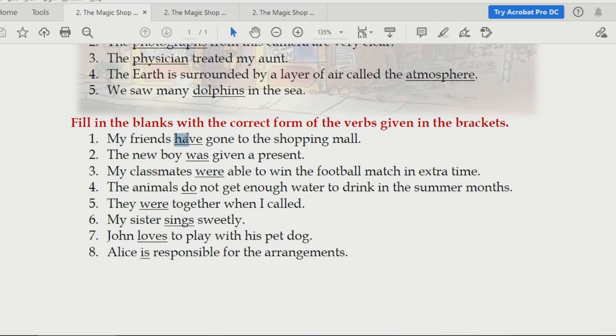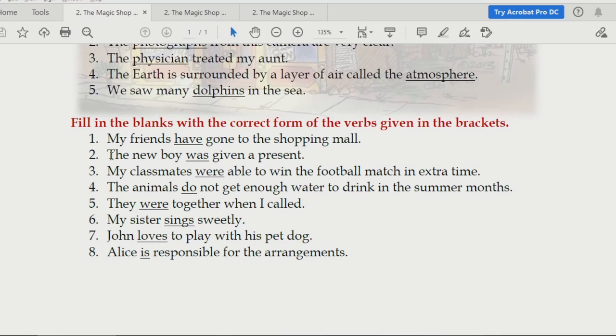Now when do we use have? When we have the subject as plural. Subject means the person we are talking about or the things that we are talking about in the sentence. Over here we are talking about friends. Now since the letter S is over here, this word becomes plural. So over here you will have to use the plural form of the verbs. So my friends have gone to the shopping mall.